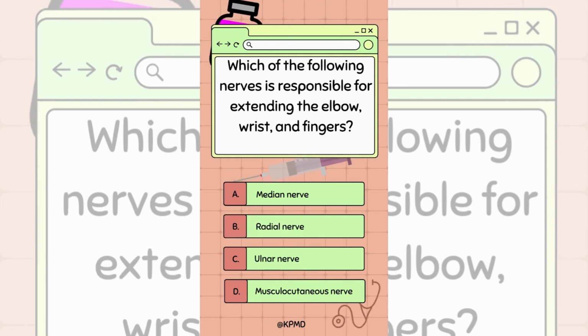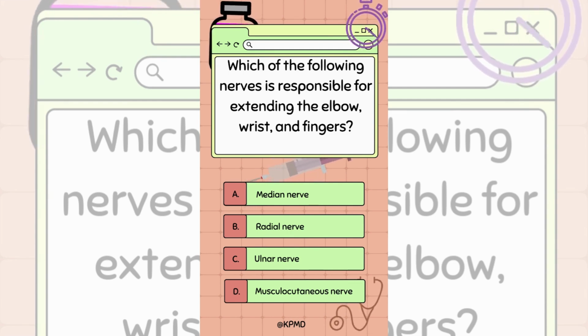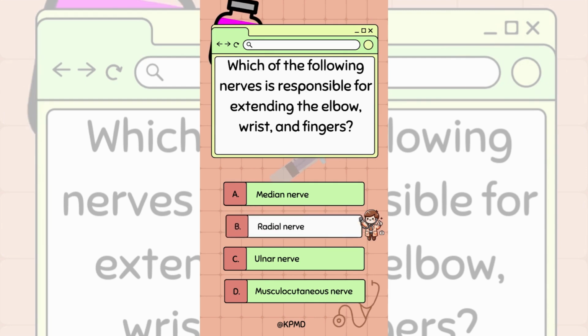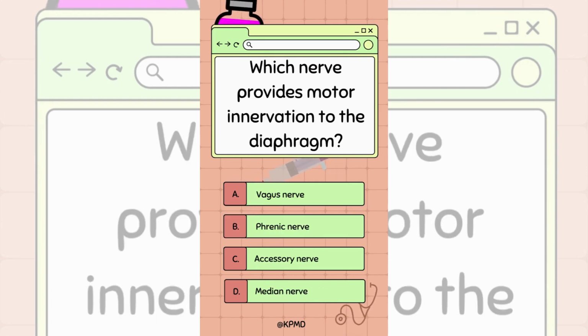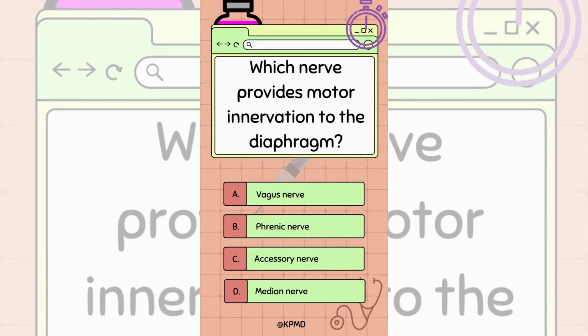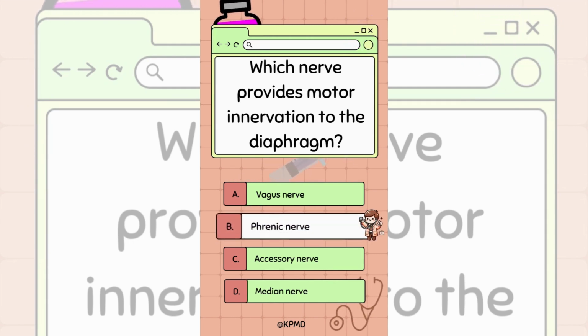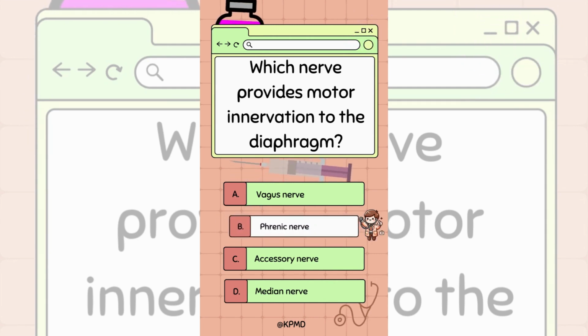Which of the following nerves is responsible for extending the elbow, wrist, and fingers? It's B, radial nerve. Which nerve provides motor innervation to the diaphragm? The correct answer is B, phrenic nerve.